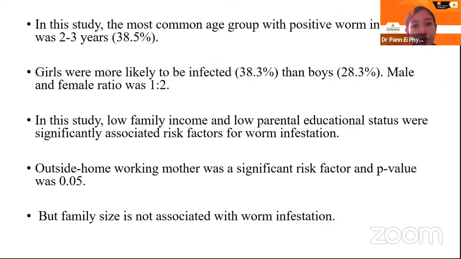In this study, the most common age group with positive worm infestation was 2 to 3 years, 38.5%. Girls were more likely to be infected than boys, and the male-female ratio was 1:2. In this study, low family income and low parental educational status were significantly associated risk factors for worm infestation. Outside-home working mother was also a significant risk factor, with a p-value of 0.05. But family size is not associated with worm infestation.